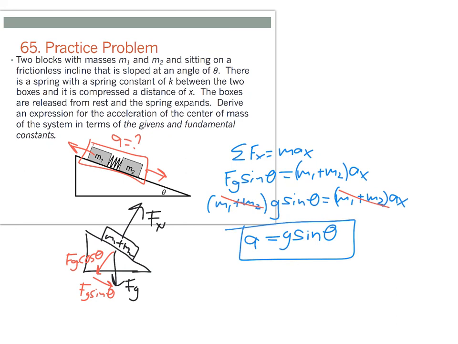Now, is the acceleration of either object g sine theta? No. The one going up the ramp has that spring force, so it's going to be less than g sine theta. The one going down the ramp has the spring force pushing it down, so it's going to be more than g sine theta. But the acceleration of the center of mass of our system is just g sine theta.